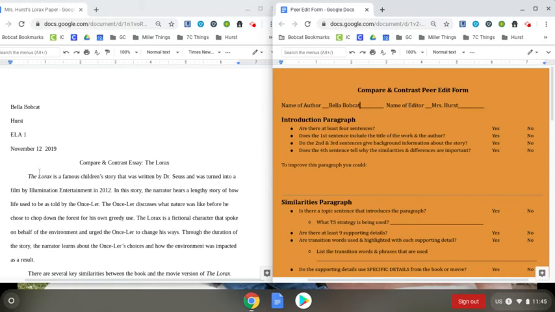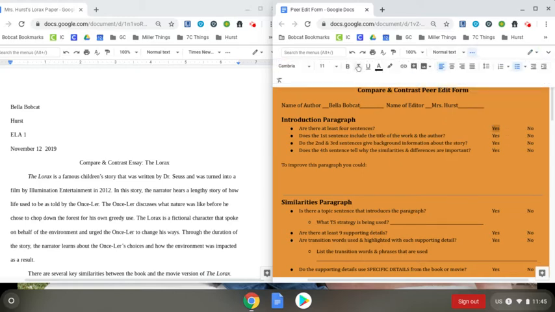So right here is her introduction, the first section. And the first question says, are there at least 4 sentences? So I'm going to count. Let's see. 1, 2, 3, 4, 5. Is that at least 4? Yes. So I'm going to click on yes. You guys are going to circle it, but over here for me, I'm going to bold it just so you can kind of see the process, but circle it on your paper.